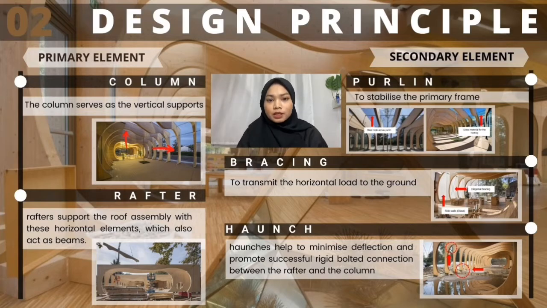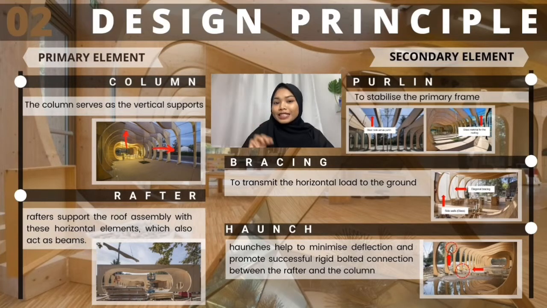Second is bracing. The purpose of bracing is to transmit the horizontal load to the ground. In the Guastalla Nursery, the glass acts as the side rails, supported by the horizontal and the diagonal bracing. Other than that, it also gives us temporary stability during the construction process for the frame. Third is the hunch. Hunches help to minimize deflection and promote successful rigid bolted connection between the column and the rafter.